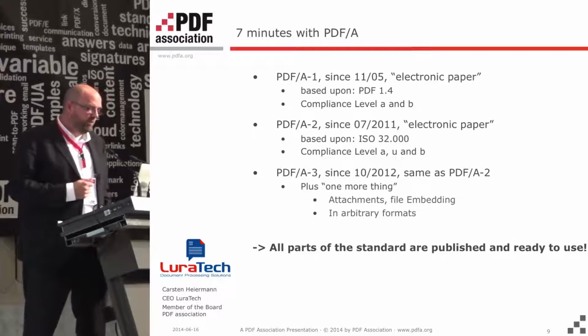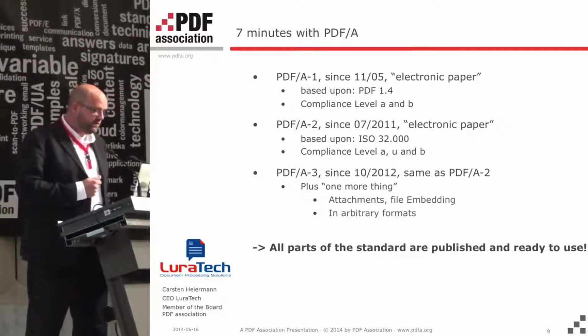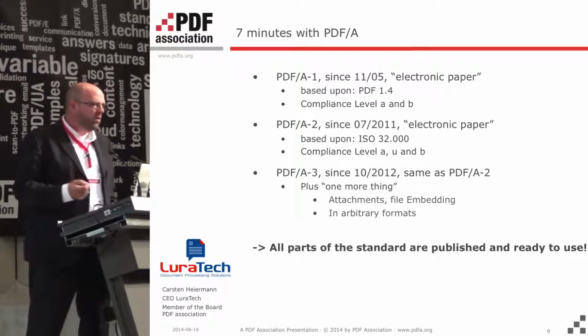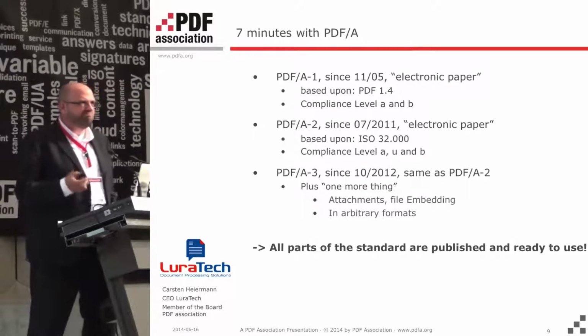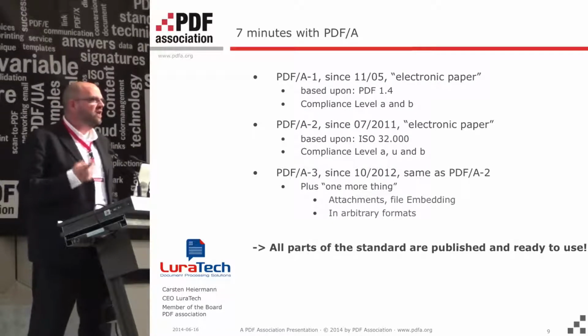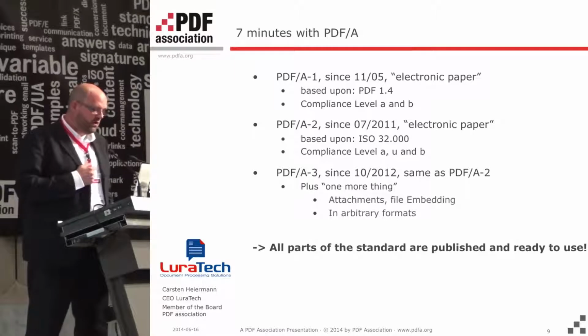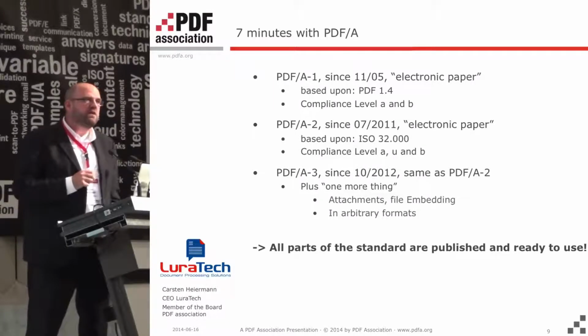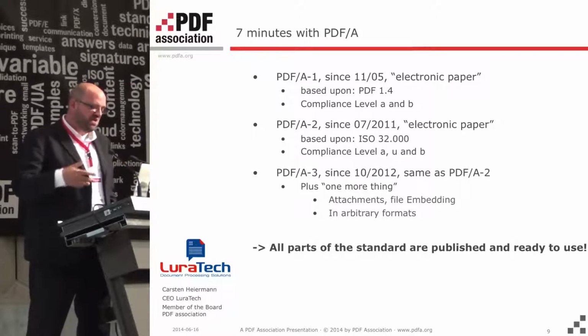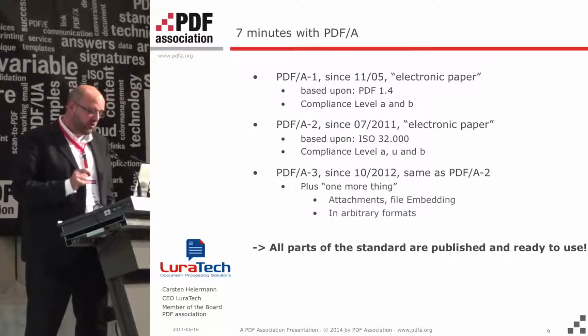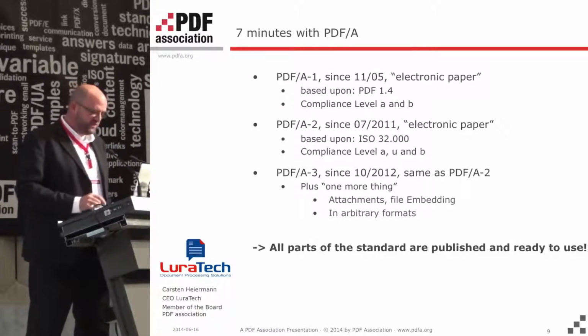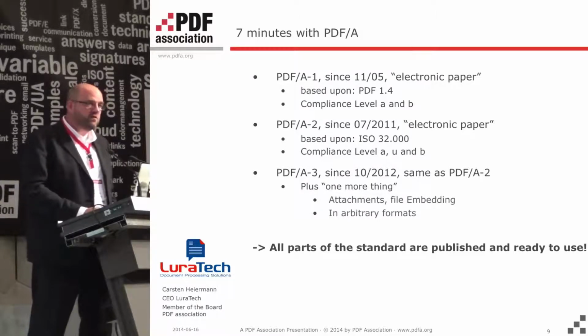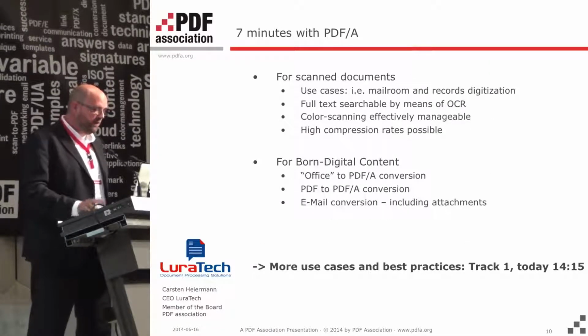So PDFA2, based on ISO 32000, PDFA3 added one more really difficult for some people feature, and that is you can now also store attachments, files of arbitrary formats like Excel spreadsheets into the PDFA documents as accompanying data in a way. Discussion around that is long. I'm not going to go into that here. There's extra sessions for that to figure that out. So all standard parts are published and used. No need to wait for anything there.